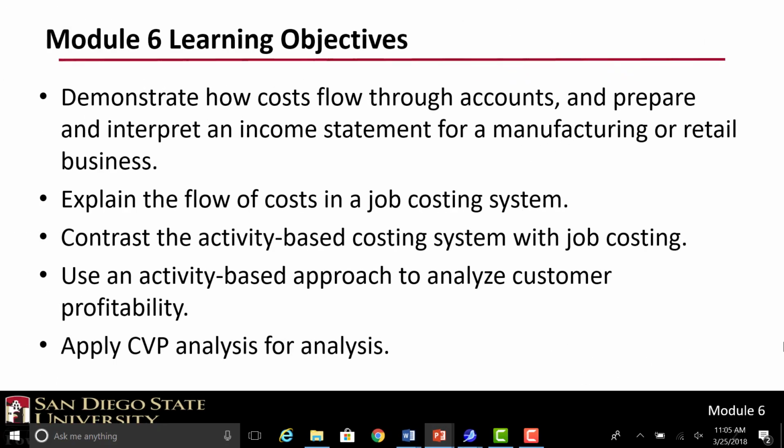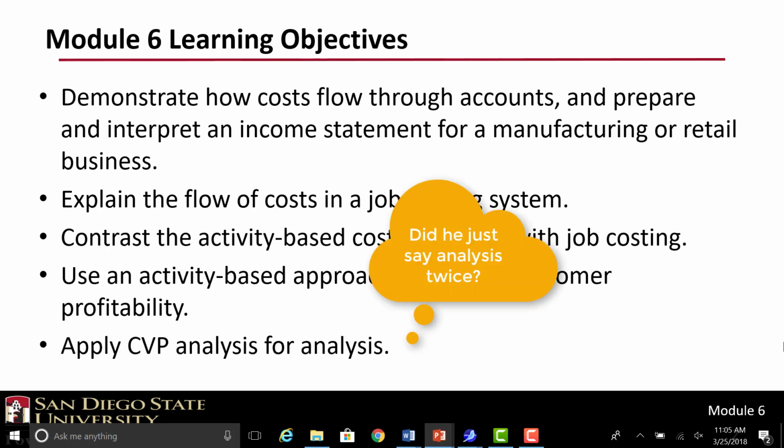Here are the Module 6 learning objectives. We're going to demonstrate how costs flow through accounts and prepare and interpret an income statement for a manufacturing or retail business. We'll explain the flow of costs in a job costing system. You'll be able to contrast the activity-based costing system with job costing. We'll use an activity-based approach to analyze customer profitability. And lastly, we'll apply cost volume profit analysis.